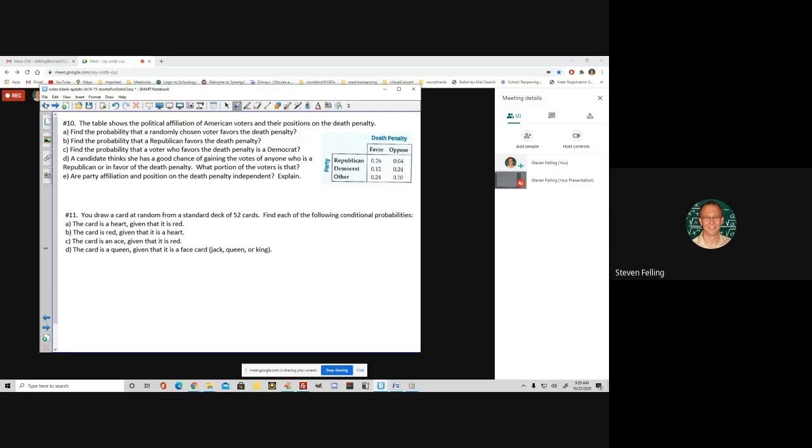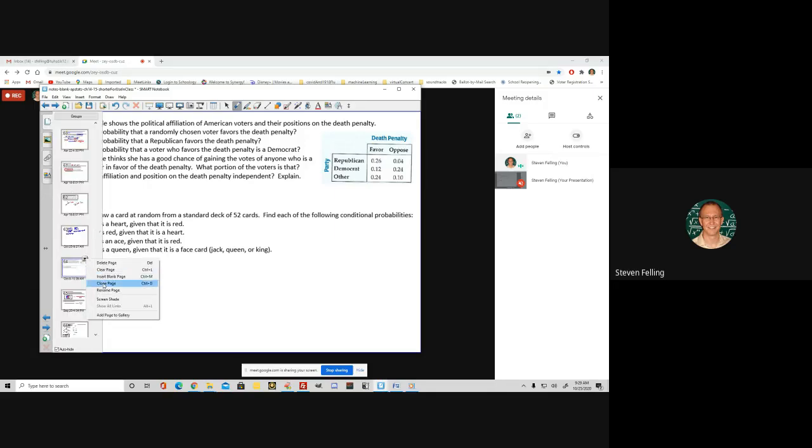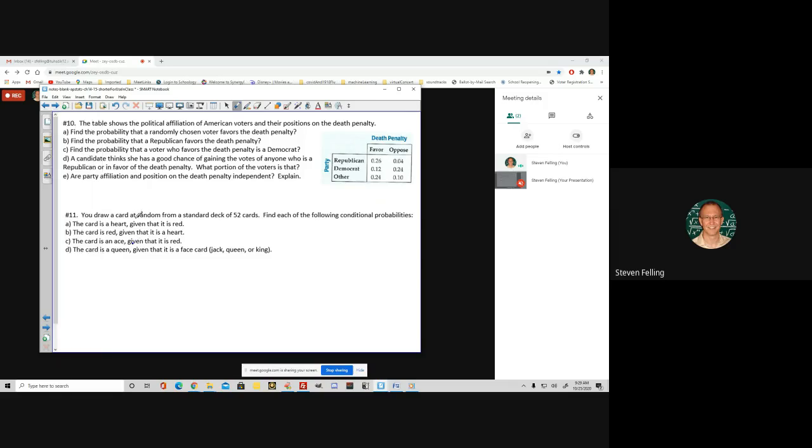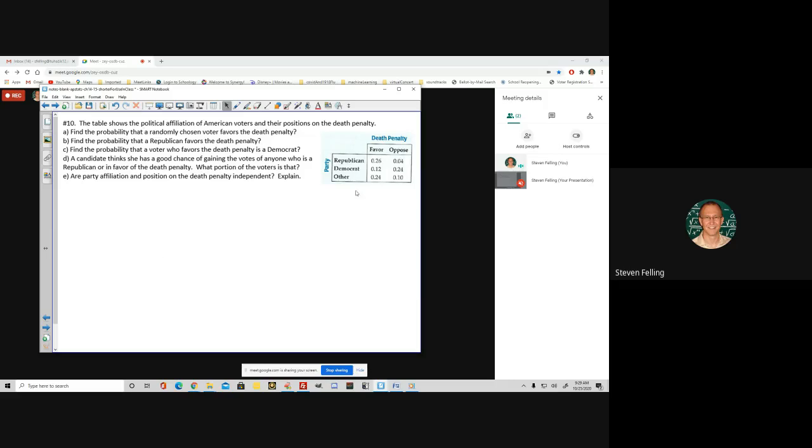Okay, this first one, we actually did some of this before in the earlier part, but we'll repeat it to tie points together here. So if you have a table that shows whether people favor or oppose the death penalty, with the data broken out by political party, Republican, Democrat, or other, we could answer various questions. A says, find the probability that a randomly chosen voter favors the death penalty. So that would be the probability of favoring, and we're not saying anything about party. So this is a simple probability.